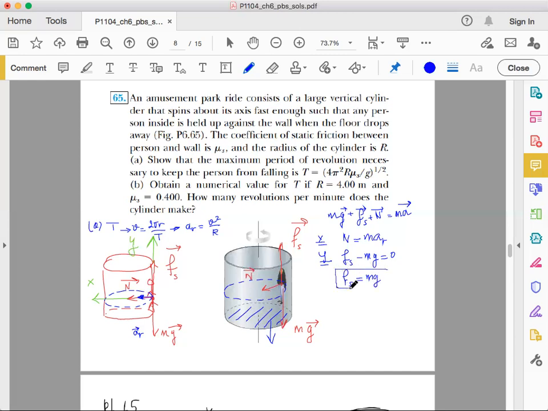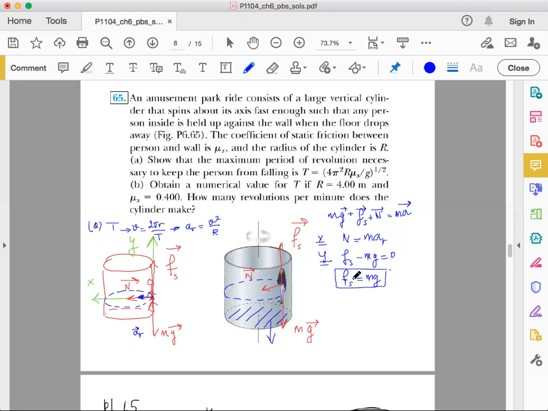Okay. Now, the point is we have to find an equation which gives us a condition on T, okay? What do we know about this static friction? We want the person to be stuck to the wall, so there should be a static friction between the person and the wall. But we know from the lectures that the static friction is able to grow.